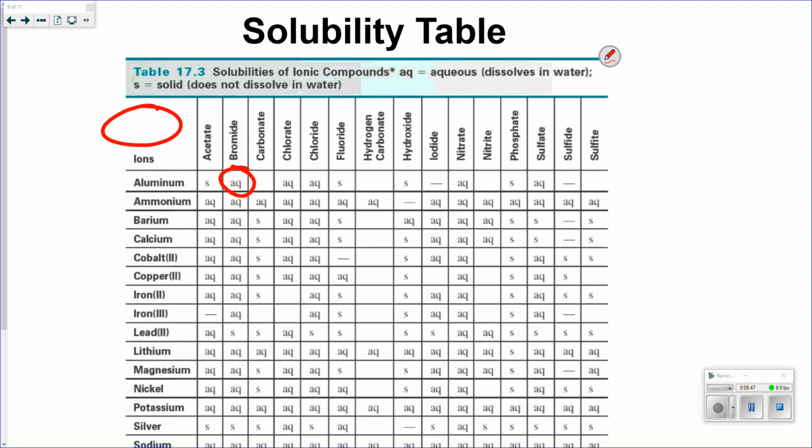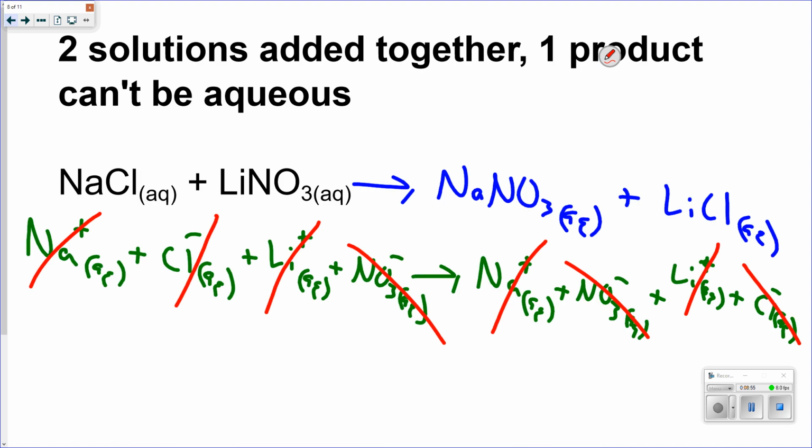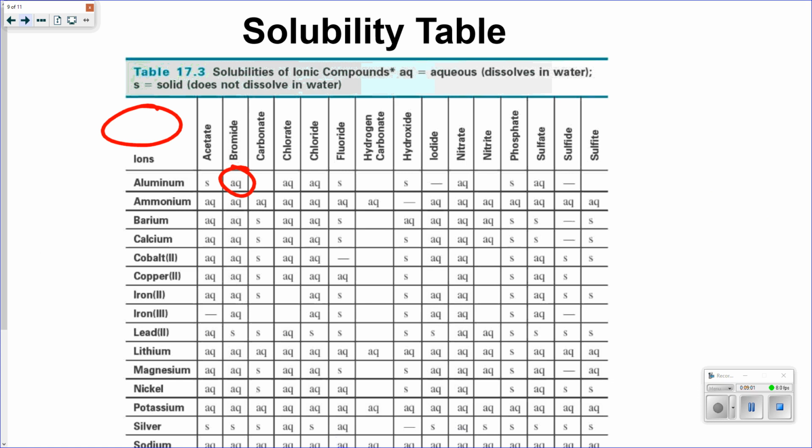Now on my table, I have it written as AQ because if you're soluble, that means you're a solution. You could be dissolved. Aqueous things. However, if you go one back, aluminum acetate, you see an I. And an I means insoluble, or you create a solid instead.